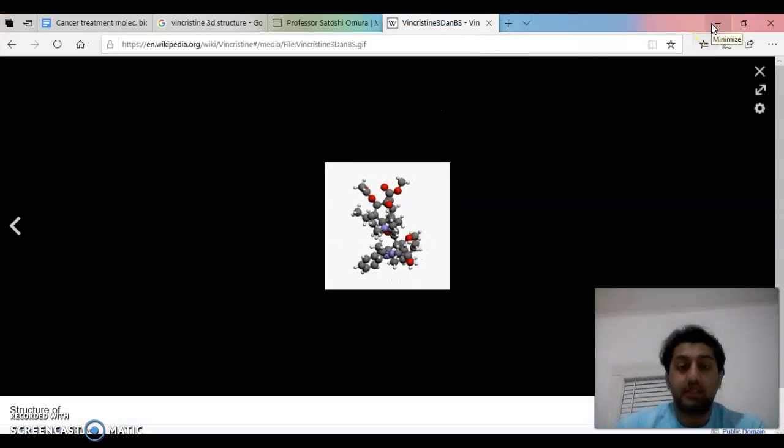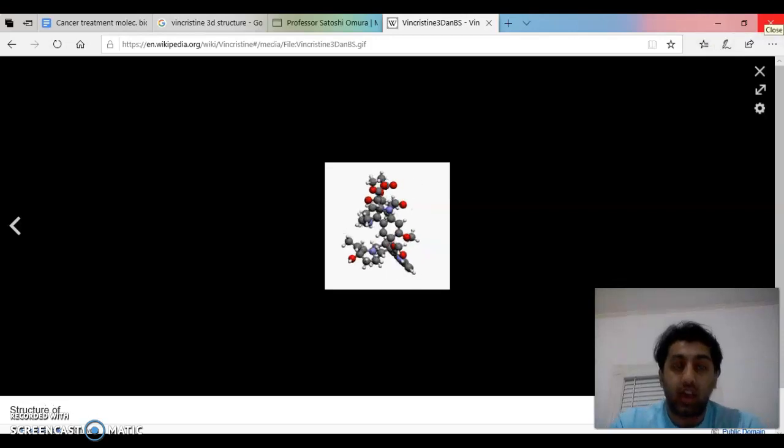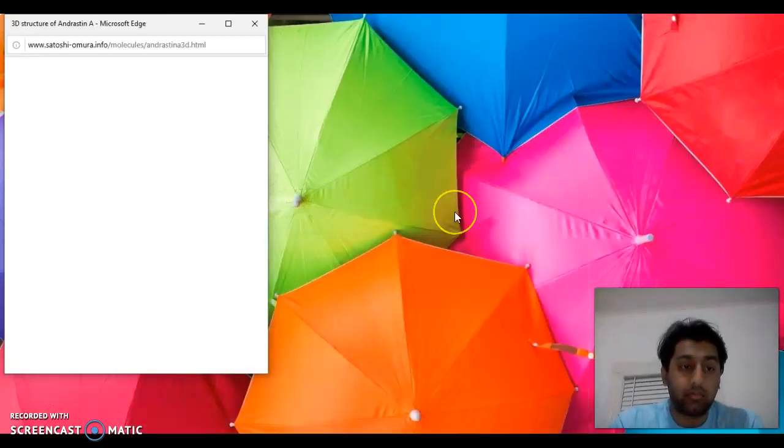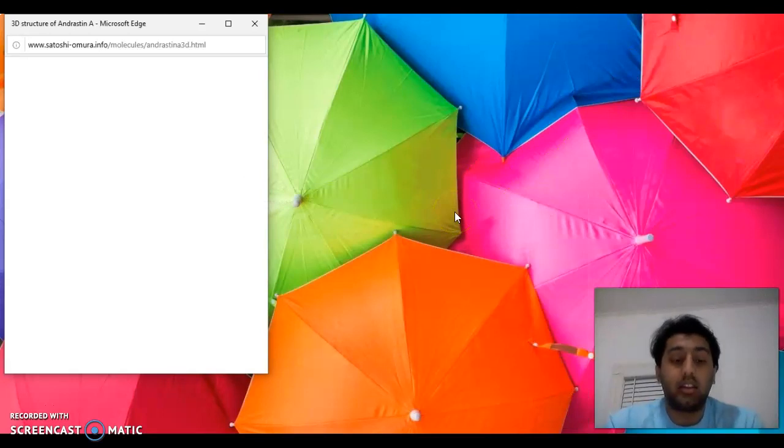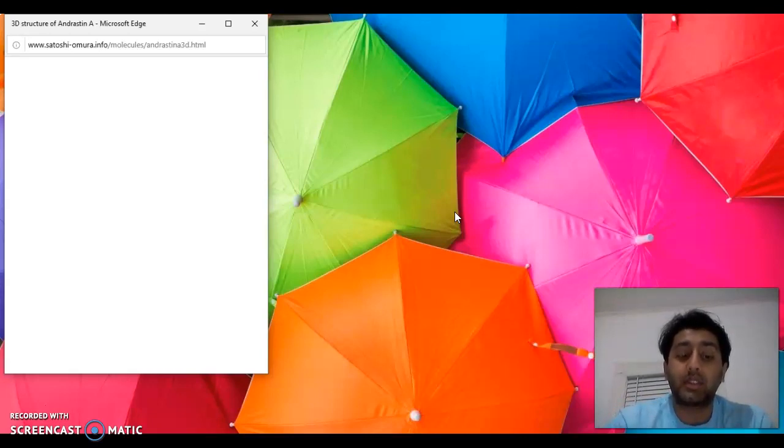Today's topic is based off of cancer treatment, which is often a multi-pronged approach. One of the more common treatments for cancer is through the CHOP method.